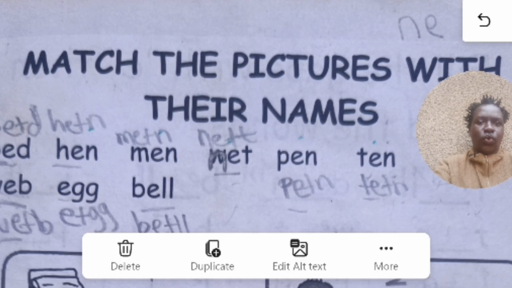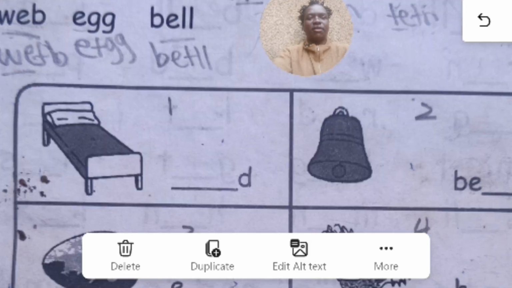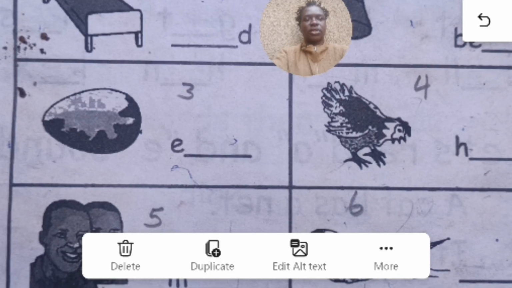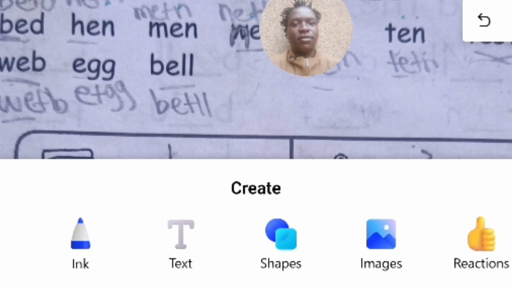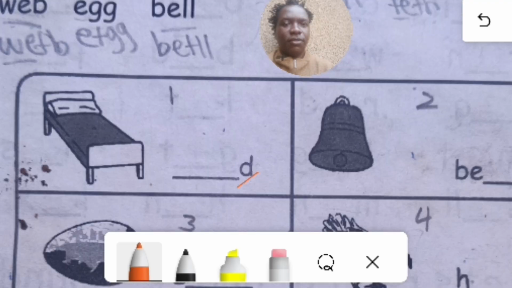Here we are going to match the pictures with their names. Picture number 1, we have bed, which is ending with D, and then picture number 2, we have bell, which is starting with BE. Picture number 3, we have egg, which is actually starting with E, and then picture number 4, we have hen, which is starting with H. In this picture, we are going to choose its name here. You can see that we have bed, which is ending with D.